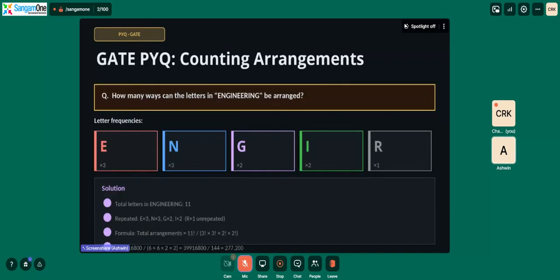This is the GATE PYQ. How many ways can the letters in INDIA be arranged? These are the ways it can be arranged.